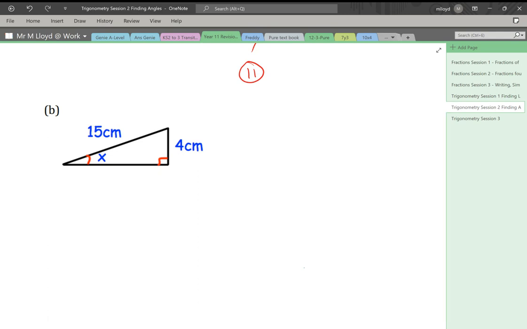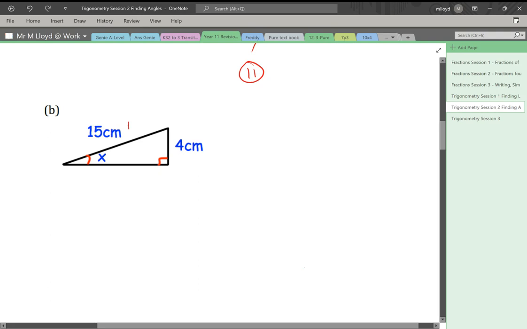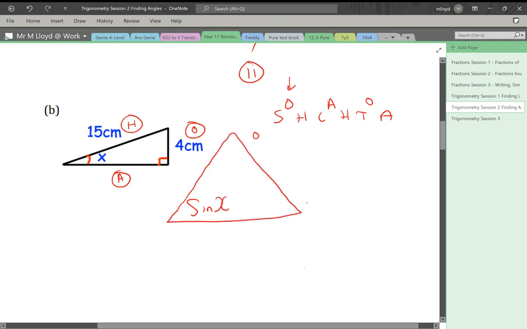Okay, so hopefully you did pause it and have a go. Opposite the right angle is the hypotenuse. Opposite the given angle is O, and then we've got A with nothing on it. So SOH CAH TOA. So the one with no A on it is sin. So sin x. And then at the top, it's going to be O and H, 4 and 15. Sin x equals 4 over 15.